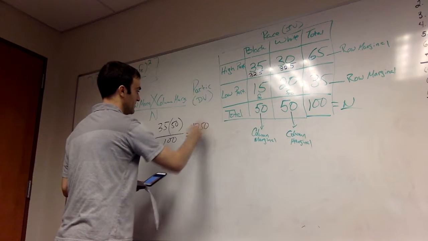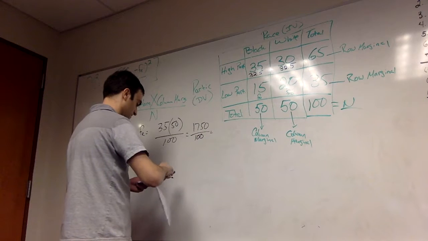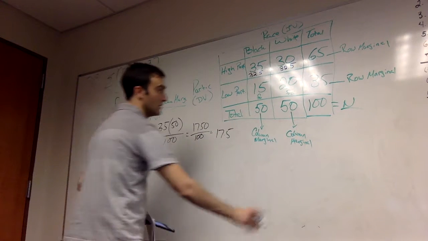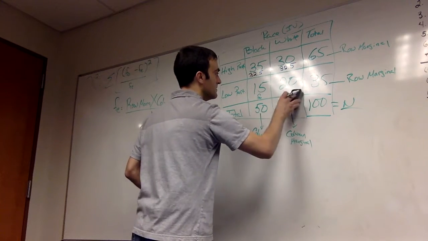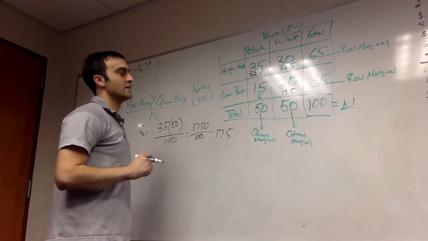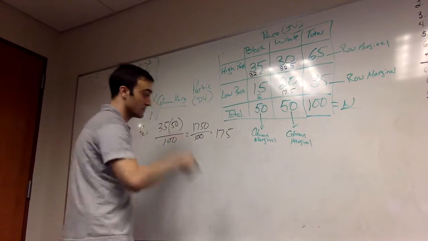That's 1750 over 100. Should be 17.5. So we should see 17.5 in this cell, excuse me.